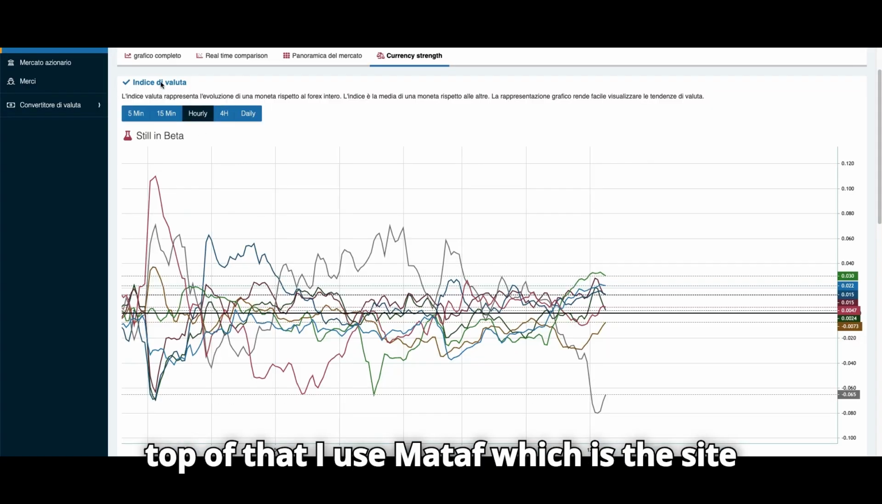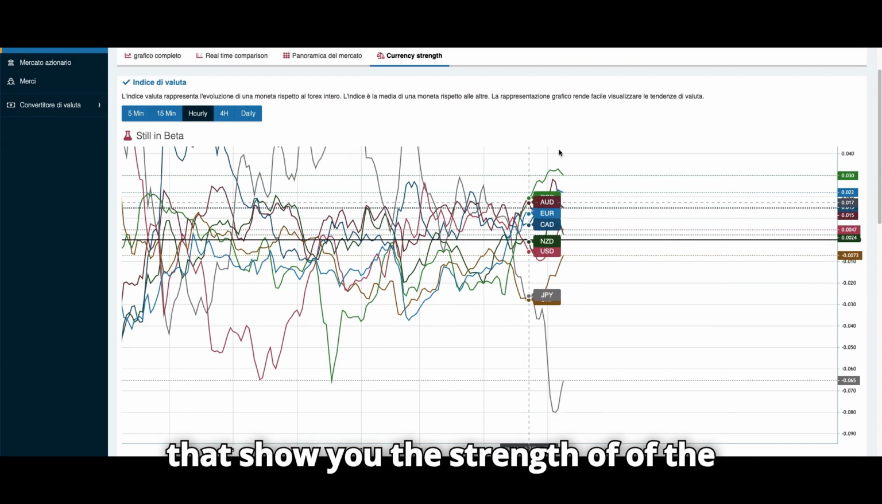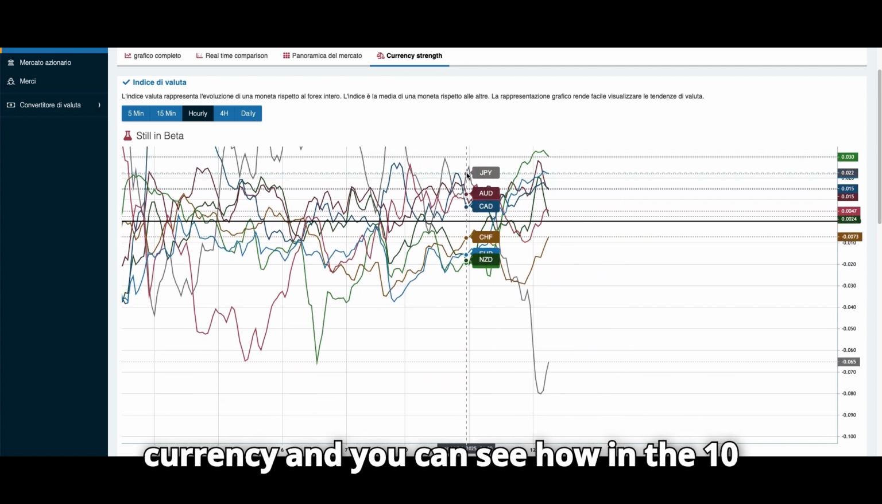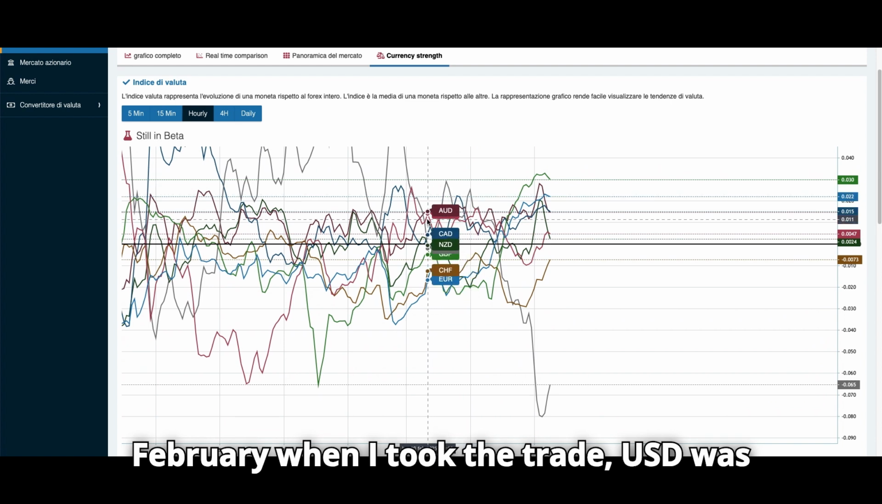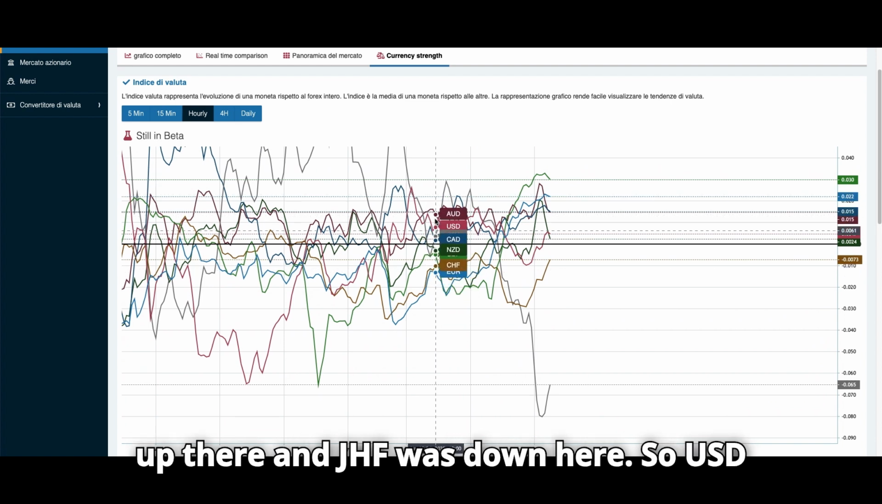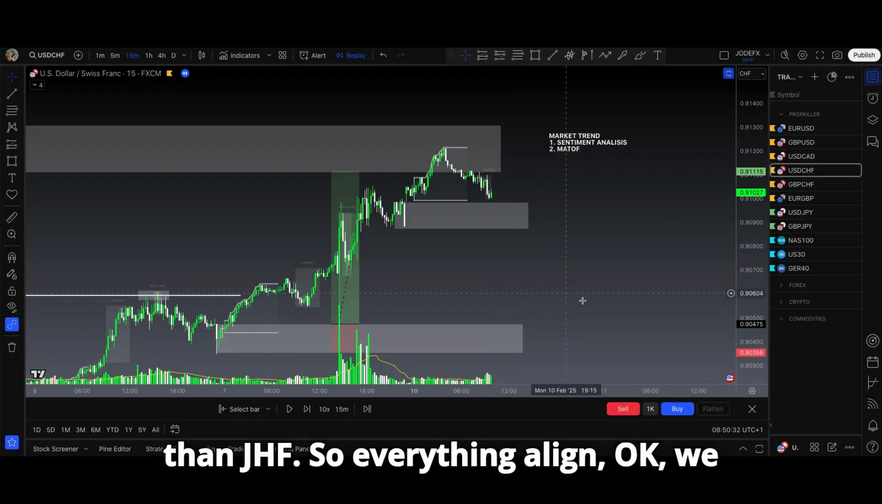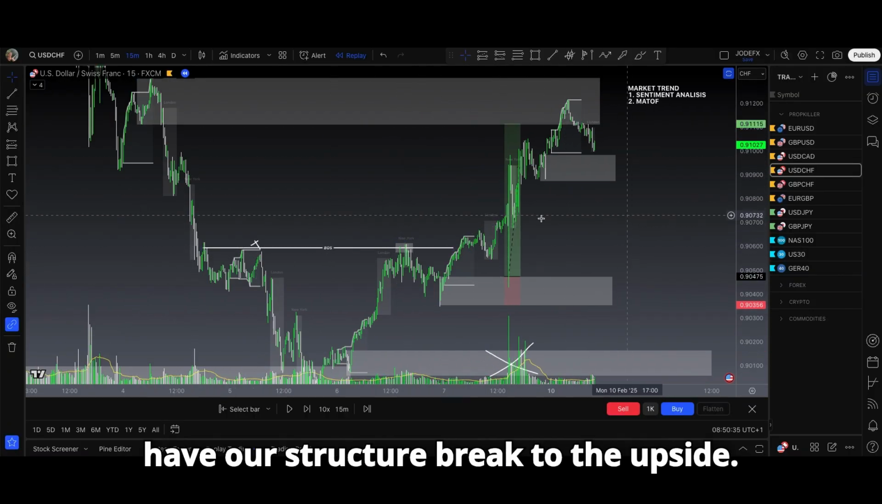On top of that, I use Mataf, which is this site that shows you the strength of the currency. And you can see how on the 10th of February, when I took the trade, USD was up there and CHF was down here. So USD was stronger than CHF. So everything aligned, okay? We have our structural break to the upside.